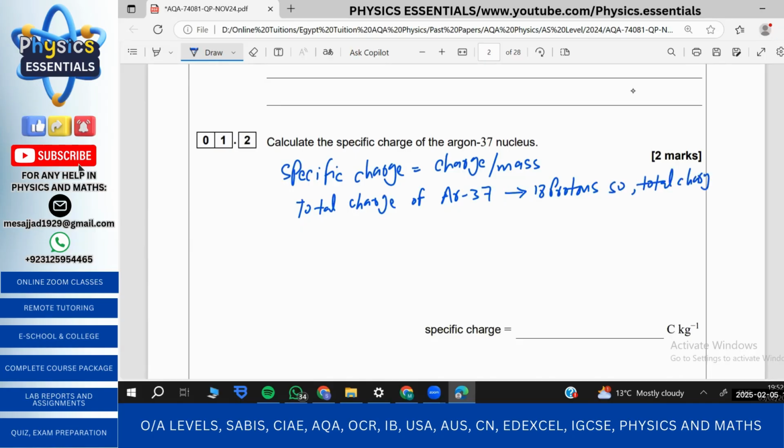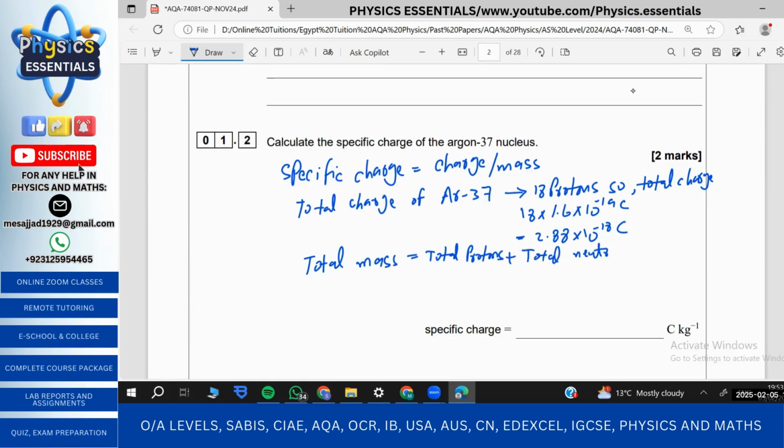So total charge is 18 times the charge of one proton, which is 1.6 times 10 to the power minus 19 coulombs. That makes 2.88 times 10 to the power minus 18 coulombs. And how much is the total mass of the argon atom? Total protons plus total neutrons.